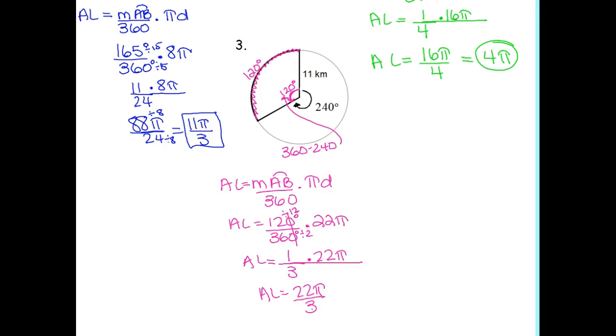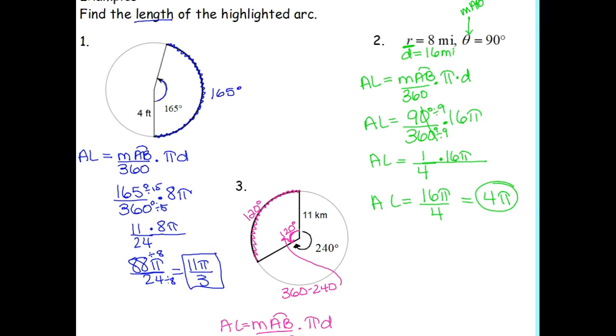22 divided by 3 doesn't come out evenly, and neither one of them can be reduced any further, so we would just leave this one as is. This would be kilometers, this one would be miles, and this one over here would be feet. So make sure that you don't forget your labels like I did.